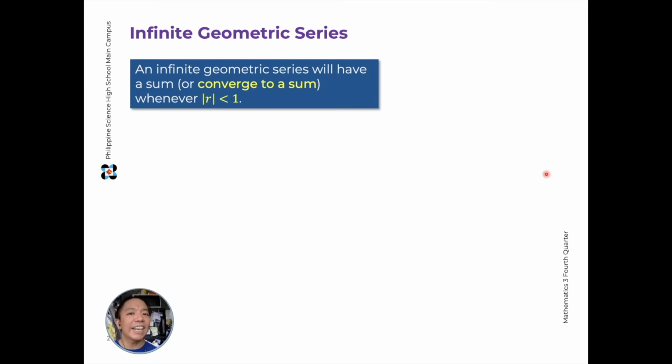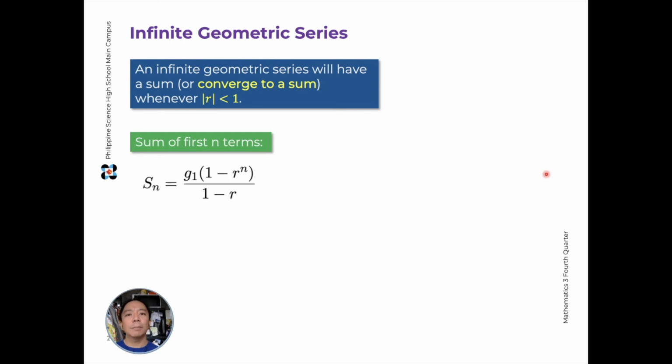So kahit 0.99 pa yan, 0.999 pa yan, essentially you're adding smaller and smaller terms, at aabot siya sa point na mag-a-add up siya to a finite sum. So can we derive a formula for the sum? Well, start tayo dun sa sum of the first n terms.